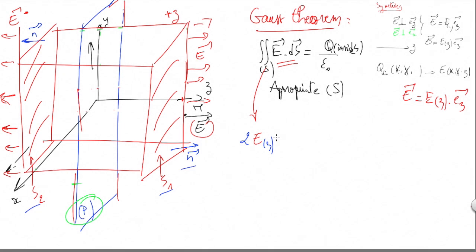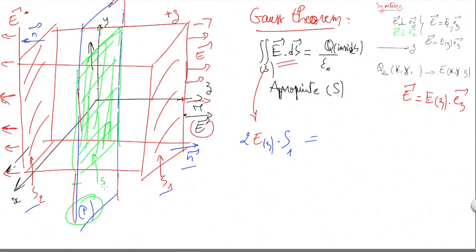And what's the charge inside our cube in red? The charge that the red cube would enclose is its intersection with the infinite plane, which I will draw here in green. And this green part of the plane has also a surface equal to S1 and S2, with a density sigma. So it's simply sigma times S1, divided by the epsilon 0 of Gauss theorem.